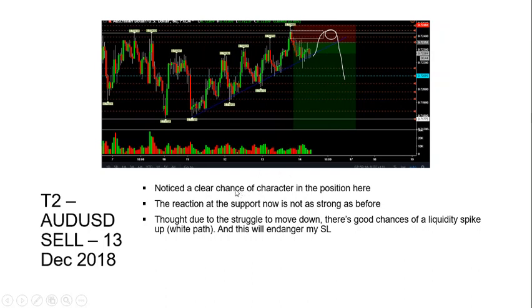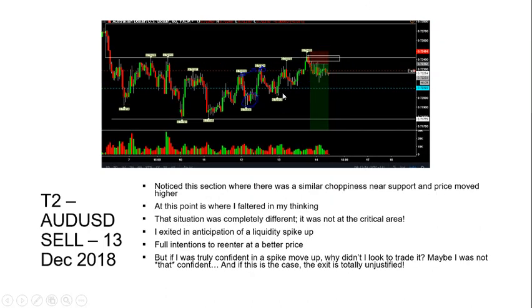That's a change of character in the position over here. The direction of the support is not as strong as before, but there is still a struggle to go down, and there's good chances of a liquidity spike. So I just saw basically evidence of what I wanted to see, right? This was just illogical thinking. Some more failure to go down over here, some consolidation, goes high, breaks the high, right? That's what I noticed. But that's just completely wrong, because that situation was completely different.